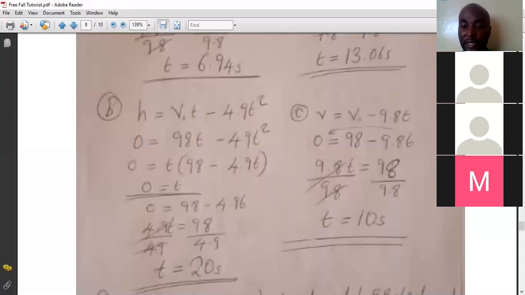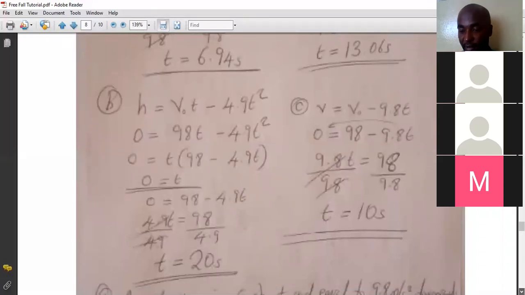Then the next is, when is the velocity 0? The velocity is 0 at maximum height. So you say 0 equals v naught minus 9.8t. Why? Because we look for time. When they ask you when, it means they're looking for time. Then when you solve for time, you get 10 seconds.